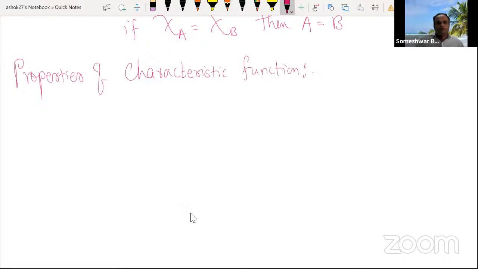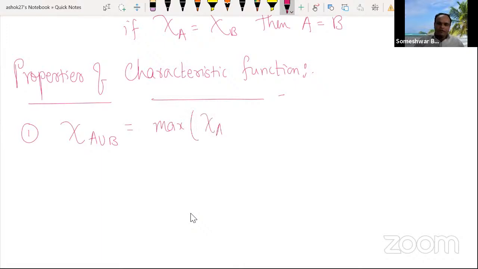First I will just write these properties and then we'll prove them. What is chi of A union B? Chi of A union B will be the maximum of chi of A and chi of B. That is the first property. Second property: chi of A intersection B will be the minimum of chi of A and chi of B.